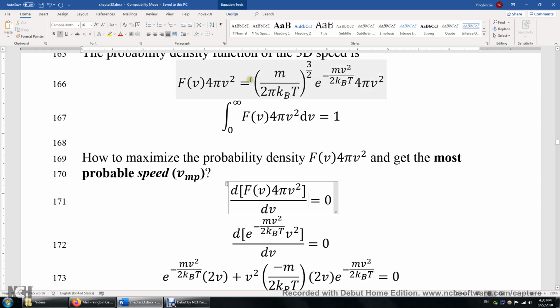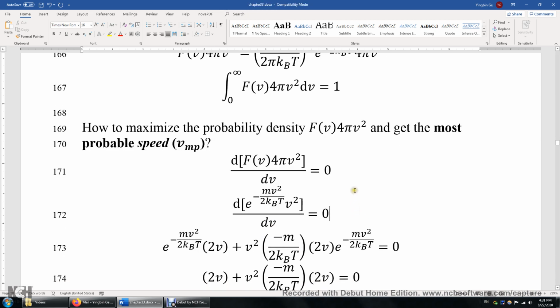We first plug in the expression in here. Well, this is complicated. Just plug it in. The nice thing about this function is we do not have to worry about the constant part. For example, this part does not depend on v, and this 4π does not depend on v. So we can already simplify this equation to here. And then we use the product rule.